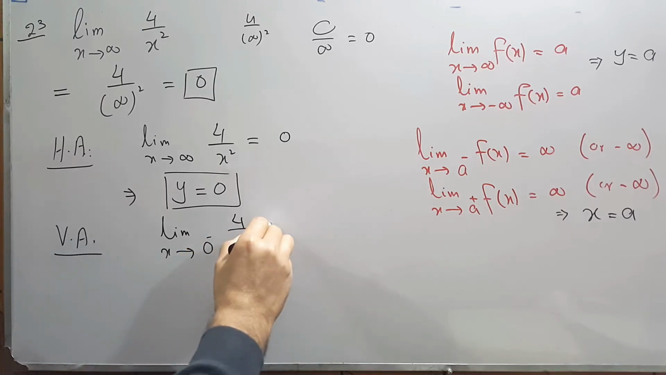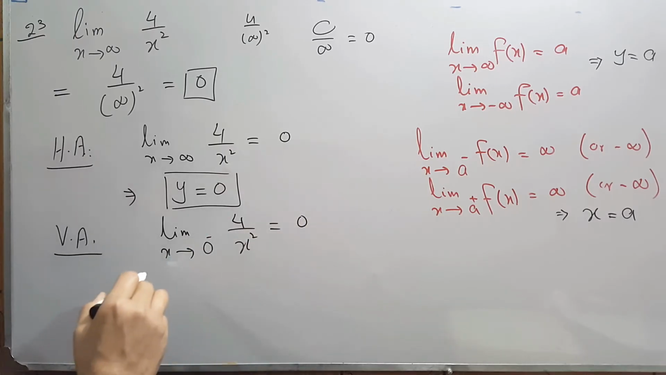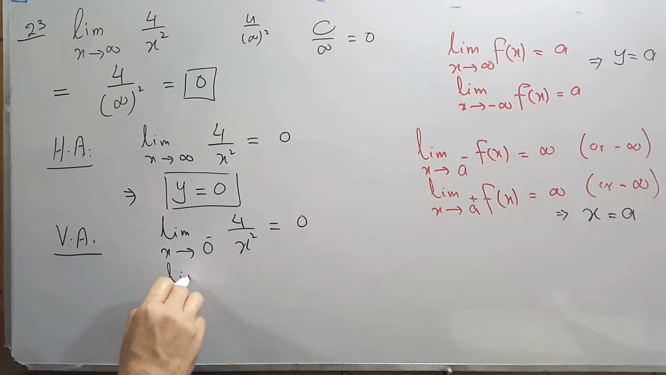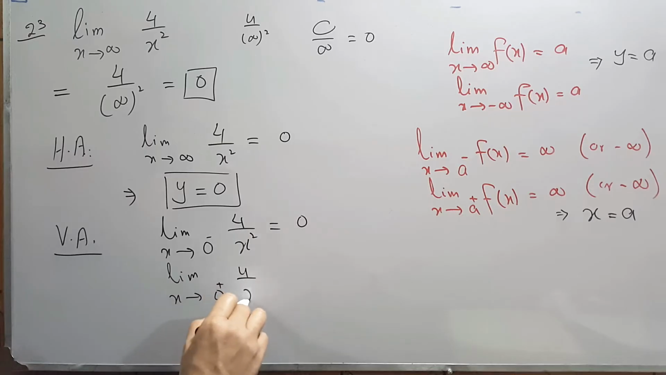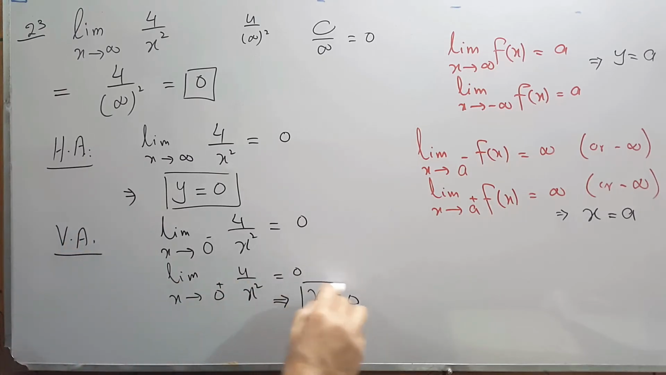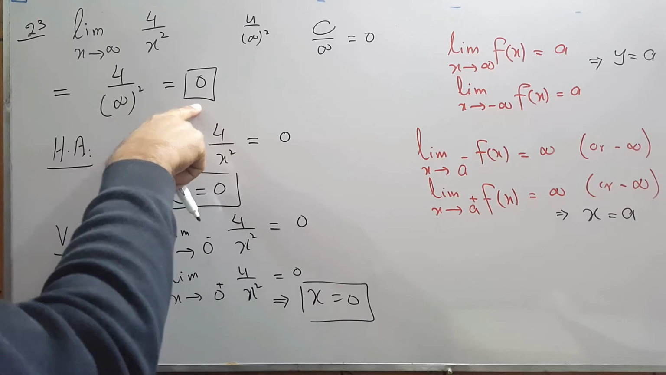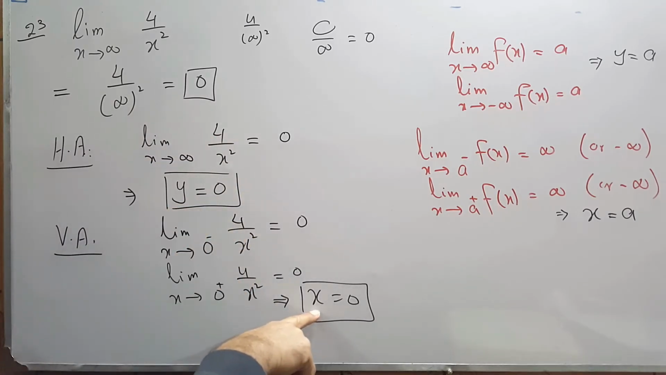So this gives us, either we go from the negative side or from the positive side, 0. You can check the negative side and the positive side also if you want. From the positive side, this will also give us 0. So this implies the vertical asymptote is x equals 0. So the limit is 0, the horizontal asymptote is y equals 0, and the vertical asymptote is x equals 0.